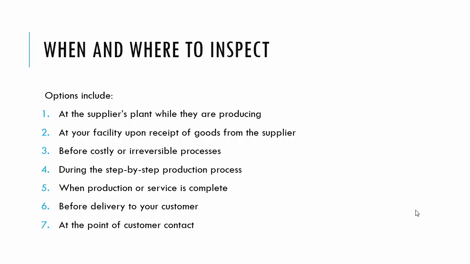Number 4, during the step-by-step process. This is basically saying inspect at every handoff. Number 5, when production or service is complete. So when the product comes off the production line, test it. Number 6, before delivery to the customer. Now this one is different than the previous because the product could sit in a warehouse or a distribution center after the production is complete and before the product is needed to fulfill a customer order. And then number 7, at the point of customer contact. Again, each of these points where we can inspect have advantages and disadvantages to them.